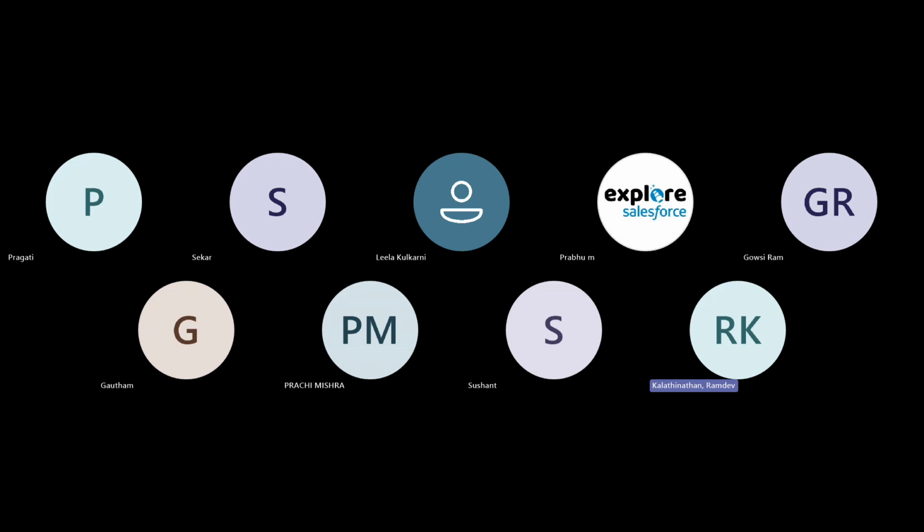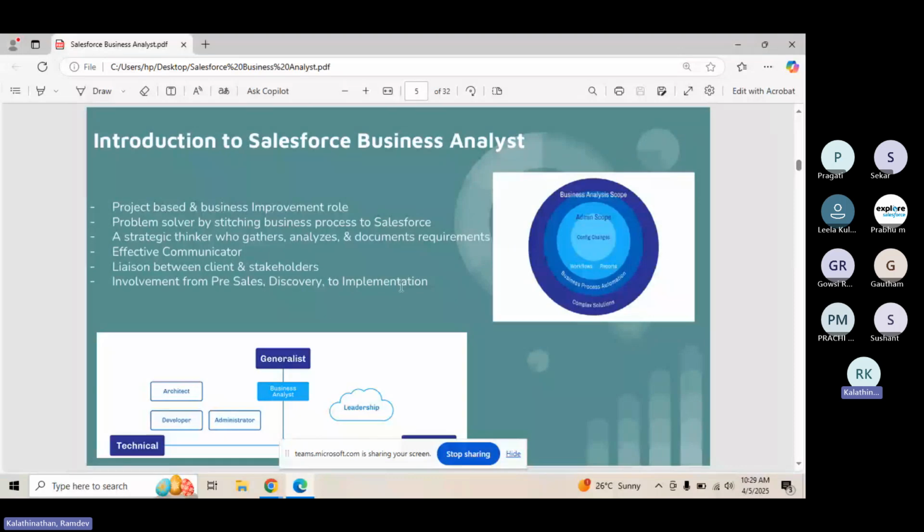Okay. So I think we were discussing involvement from pre-sales, discovery to implementation. And we are able to see your screen also. Okay, sure. So what I was trying to say was, a few startups expect you to do pre-sales as well. But in big corporate companies, for pre-sales they have a separate team and BAs are not expected to do it. But it's a good thing for BAs to know how to drive pre-sales.